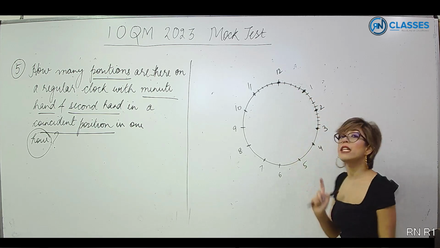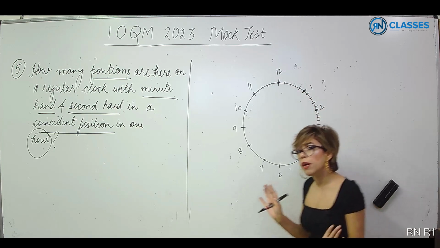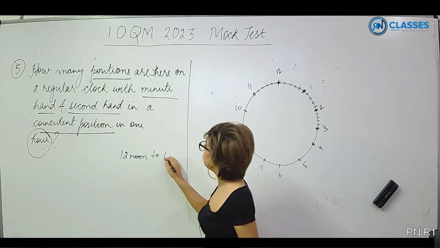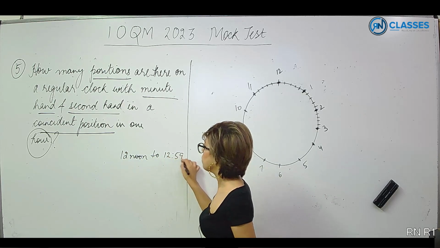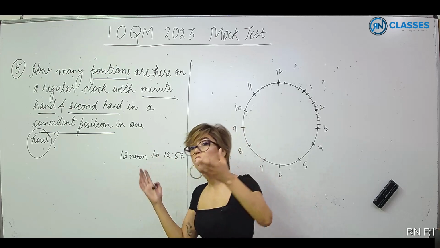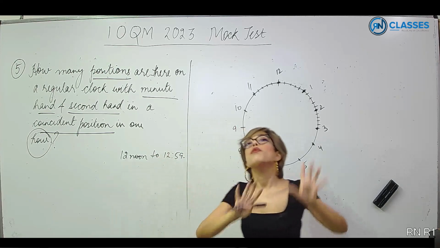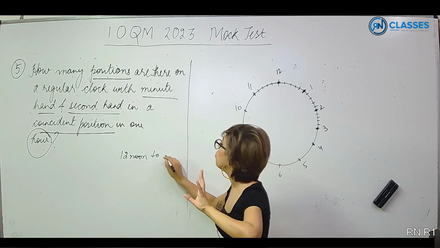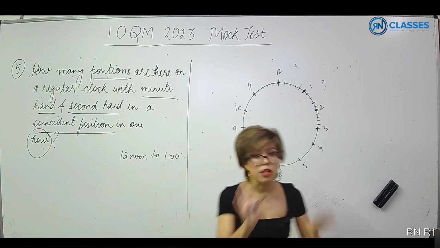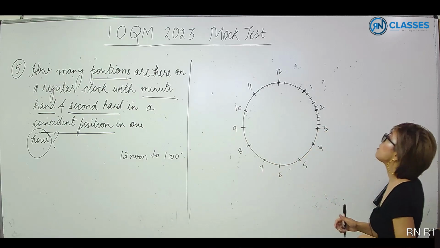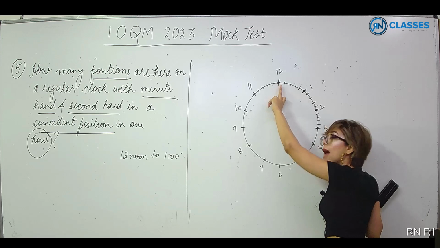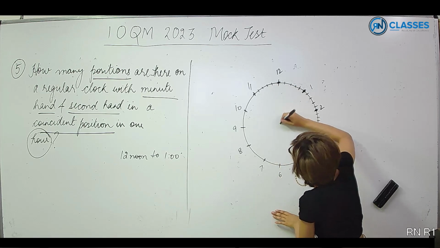Alright. Now he says in 1 hour. So I'll just take any particular 1 hour. So I will understand from 12 noon to 12:59. Right? Because exactly 1 o'clock, we'll move on to the next one. So in fact, 12 noon to 1 I should say. Right? So that will be given. Now let's start. Now at 12 noon, obviously I know that the minute hand is here and the second hand is here. Both are coincident.